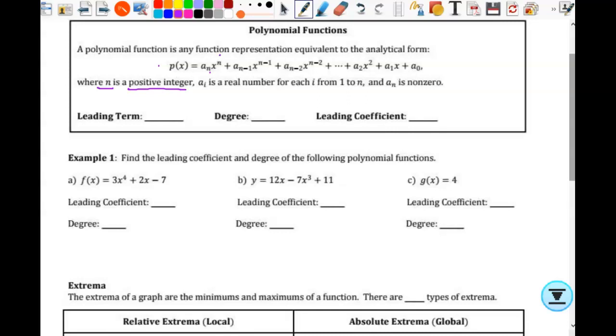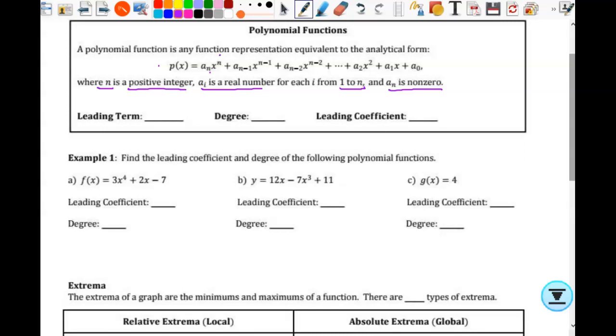And then a sub i is a real number for each i from 1 to n. So what that's saying is all of your coefficients have to be real numbers. So if you have an imaginary number as a coefficient, it's not a polynomial, right? And then a sub n is non-zero. Your first coefficient can't be 0 because it zeroes out the term and then you don't have a first term anymore. So that's how that works.